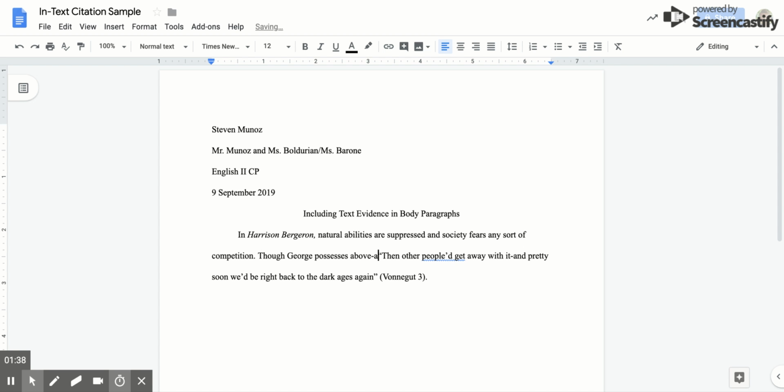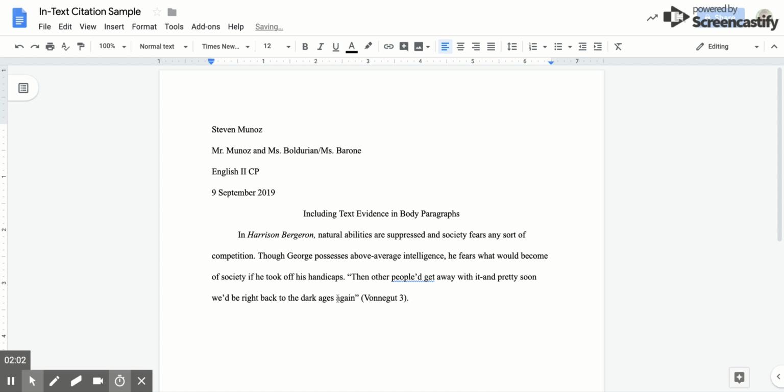So we can start by introducing our character, the person who is saying the quote. So we can talk a little bit about George. Though George possesses above average intelligence, he fears what would become of society if he took off his handicaps.